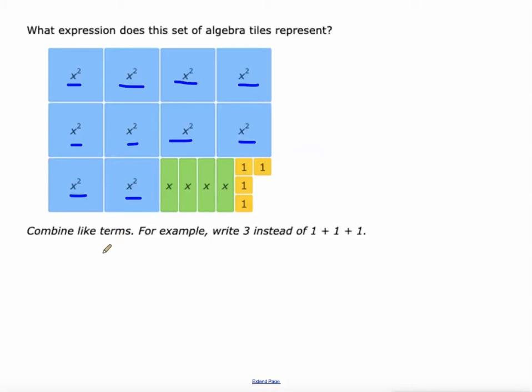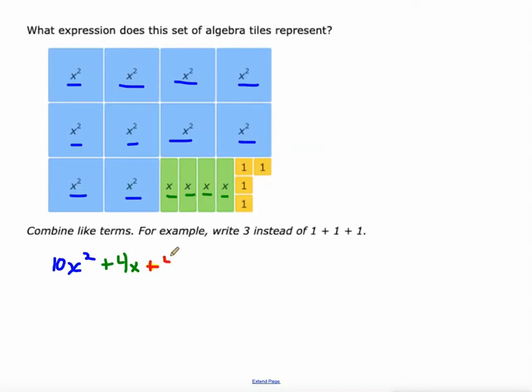So they say combine like terms. We're not going to put x squared plus x squared plus x squared plus x squared 10 times. Instead, we're going to say 10 times x squared. And then we have another 1, 2, 3, 4 x's. That's 4x. And then we have another, I'll use red here because the yellow doesn't show up that well. Maybe it does. Let's try it. Another 4 1's. Yeah, that doesn't show up well at all. We'll use red.